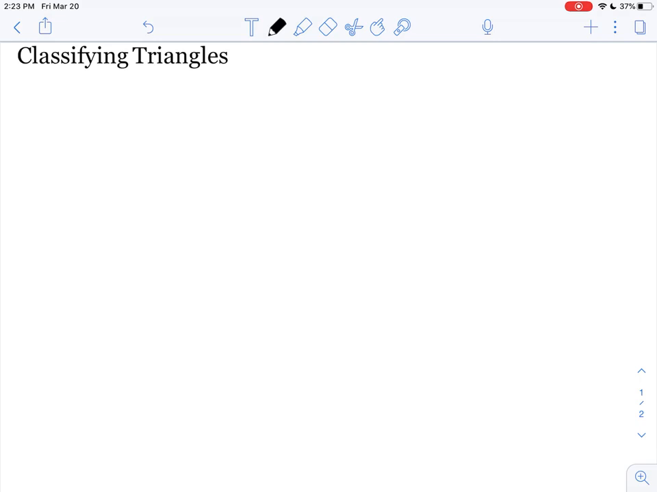Here's some great news about classifying triangles. You already know a lot of the information you're going to need to help you with this skill. So let's get started. Remember before spring break, you were working on all kinds of lines and angles?